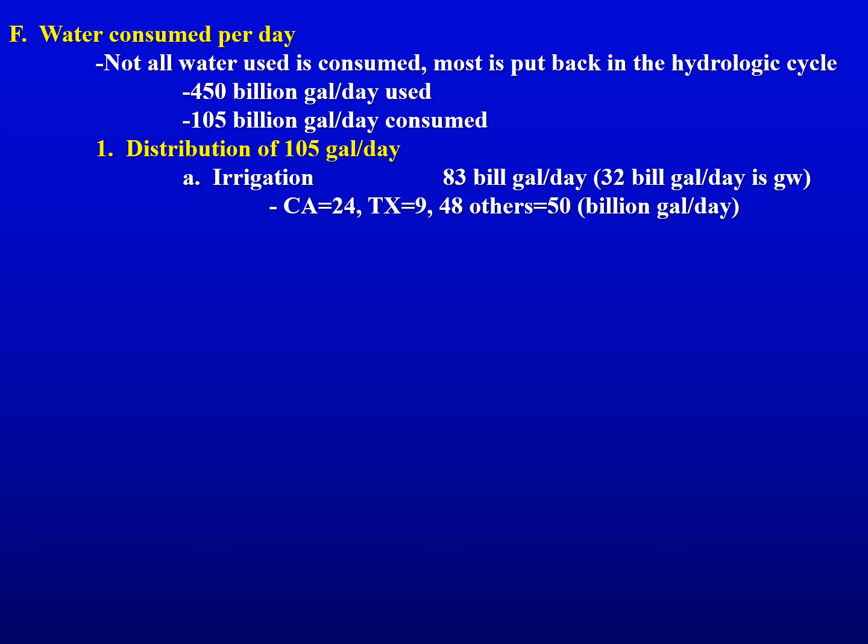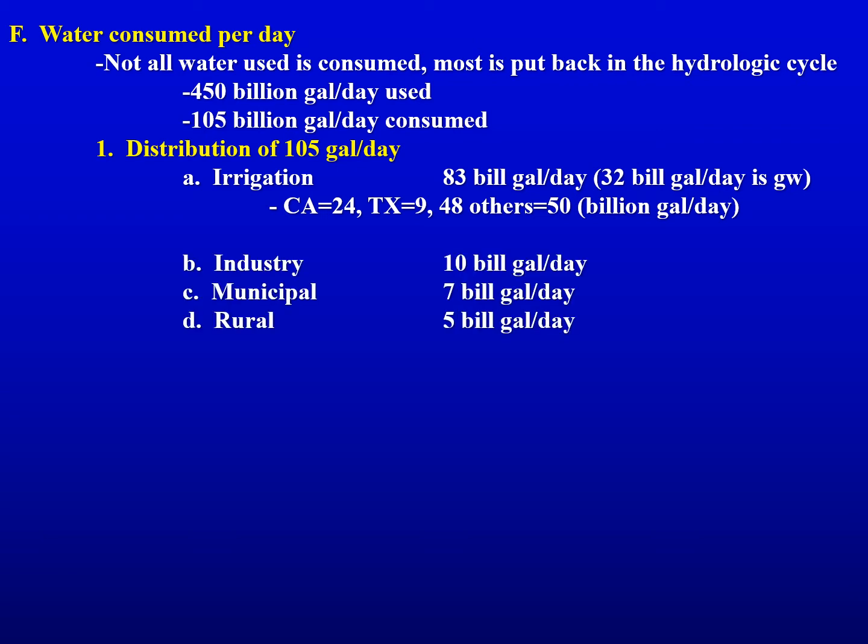But we can probably do better with our water consumption if we change just a few things, which is something we'll get to here in a second. So we have water use, water consumption, and of water consumption, irrigation is the big spender. Industry, cities, and rural, rather insignificant when it comes to water consumption.